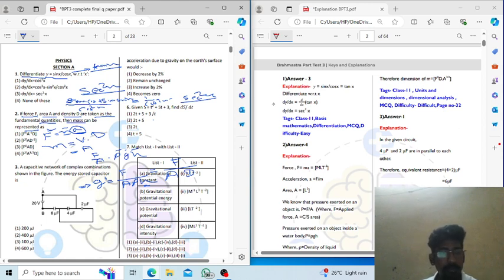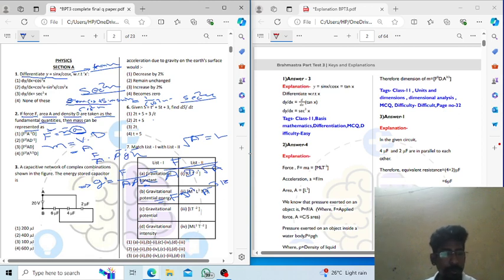And if you just do one thing, if you take the square root of the dimension of A, area, that is L square. If you take root A, it will become what? It will become L only. So in place of h we can write root A. So here it will become F d to the power minus 1 A to the power minus 3 by 2, minus 3 by 2, right?